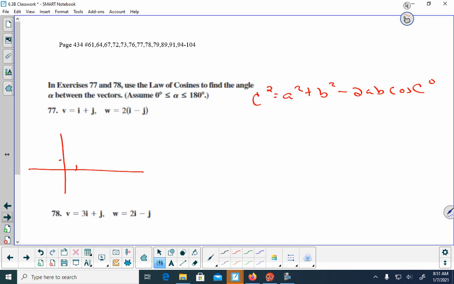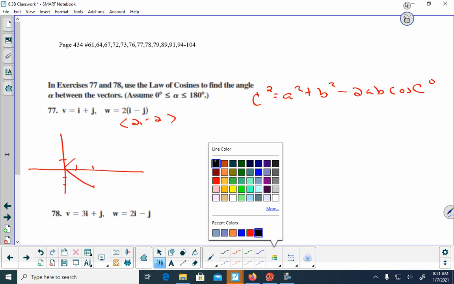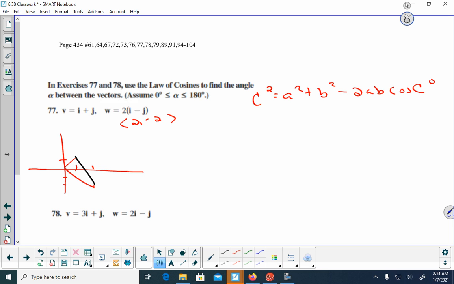So I'm going to go 1, 1, and there's that vector there. And then I'm going to go 2, negative 2, and I'm going to have this other vector there. So the first thing I did is I figured out the length of the, I'm making a triangle, this is what I'm trying to say.